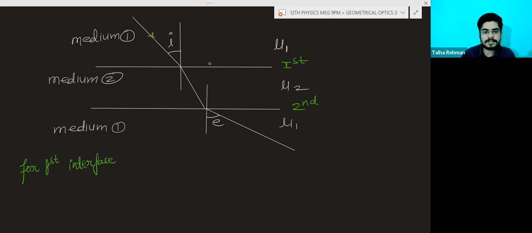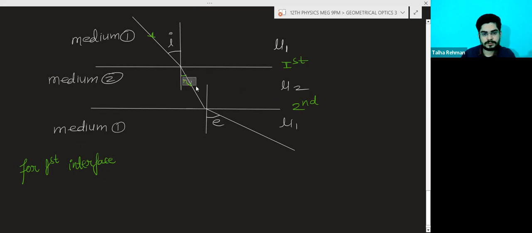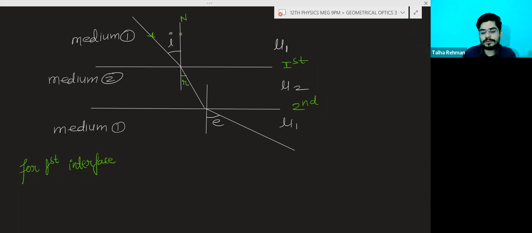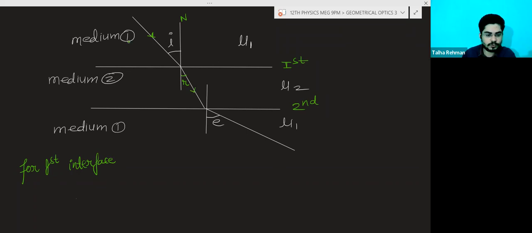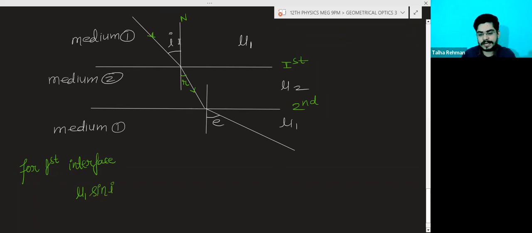Light is coming like this and going like this. Suppose this angle is R, the angle of refraction. You can suppose any other angle also, no problem. This angle is R and this is the normal. Now you will apply Snell's law. Light is coming from this medium, so first you write the refractive index of this medium, that is mu1, and multiply by sine of the angle with the normal. The sine of the angle with the normal is sine I.